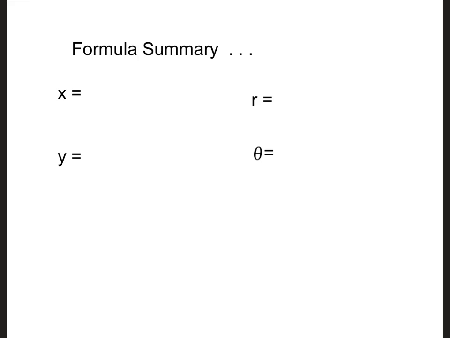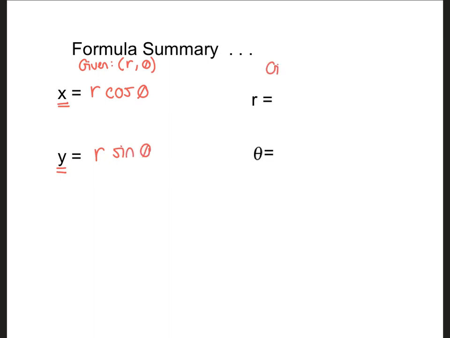Okay, so let's pause and do a quick formula review of what we've learned so far. If we are solving for the x value and the y value, in this case we are going to be given a coordinate in polar form. We're going to be given a radius and a theta. To find the x value, we're going to multiply the radius times the cosine of the angle. And for the y value, we're going to multiply the radius times the sine of the angle.